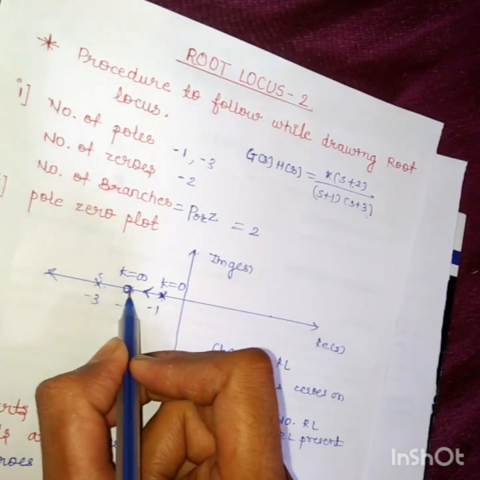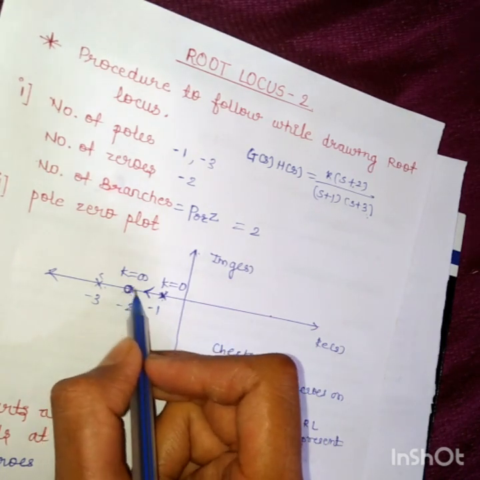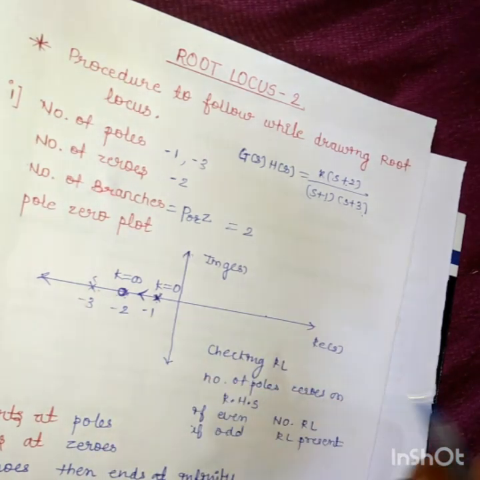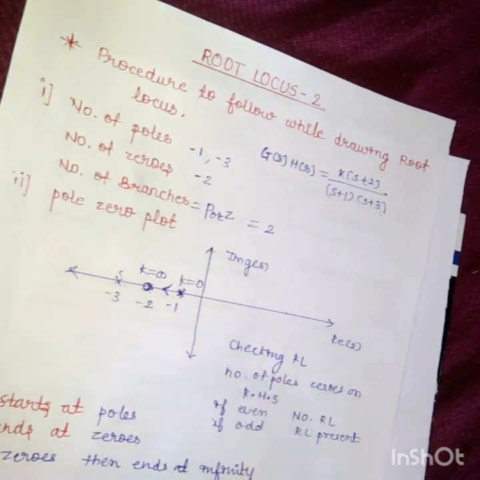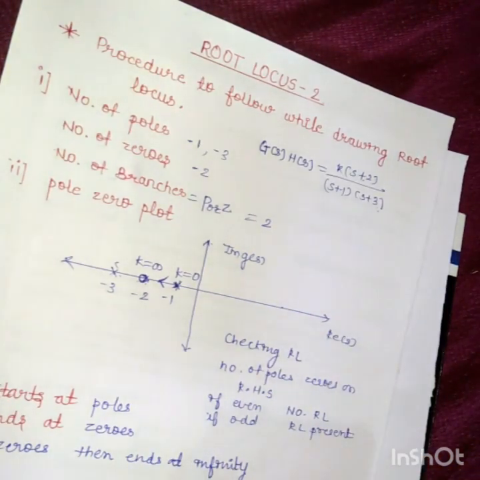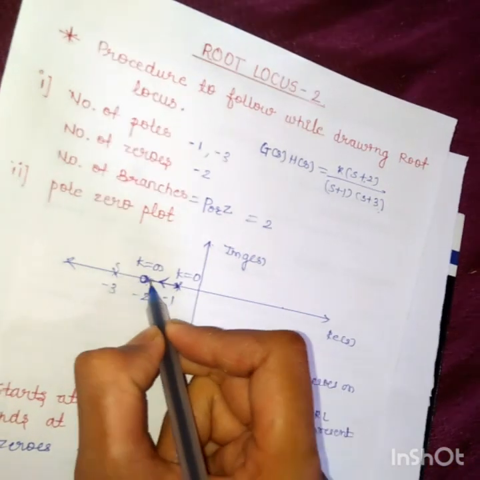In between this pole and zero, on the right hand side of this zero, how many poles plus zeros are present? There is only one pole present, therefore the number is odd, and hence root locus is present.